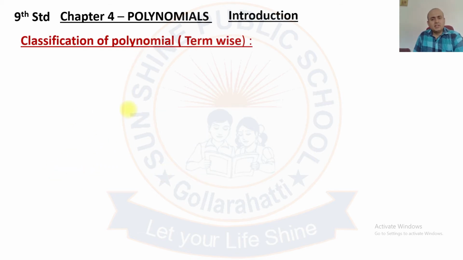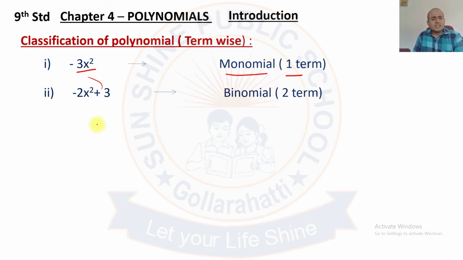Classification of polynomials term wise. Let us classify polynomials on the basis of terms, that is minus 3x square. Here we got only one term, that is 3x square, so we'll call it a monomial. A polynomial with a single term we will call a monomial, because it has only one term. Next is minus 2x square plus 3. Here we got two terms, therefore we will call it a binomial. Binomial means a polynomial having two terms.